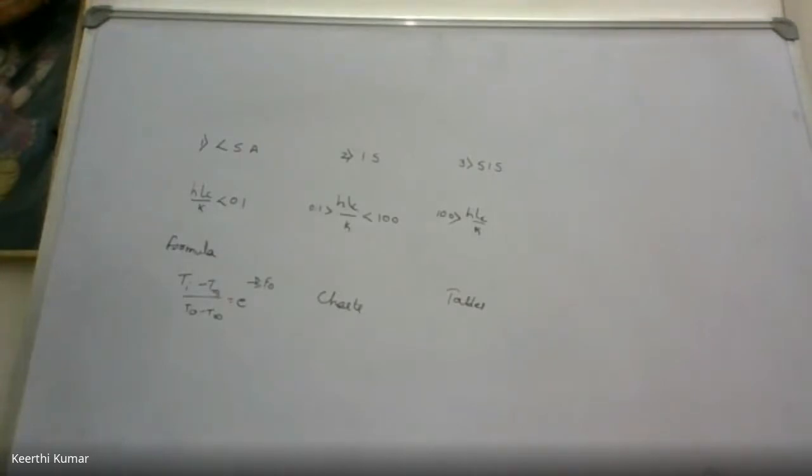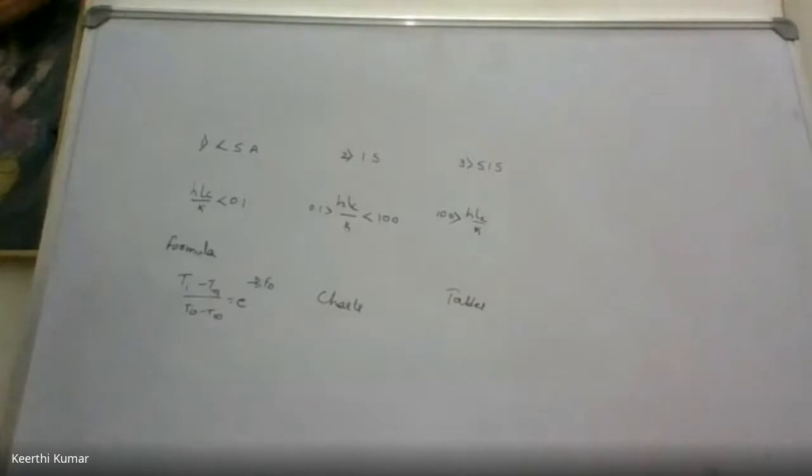Then, anybody having doubts? See, this is a brief of what I have covered with respect to the transient and the first module. If anybody is having a doubt, ask me. If you have a doubt in any particular problem, if you share it, I will solve that problem and clear your doubts.